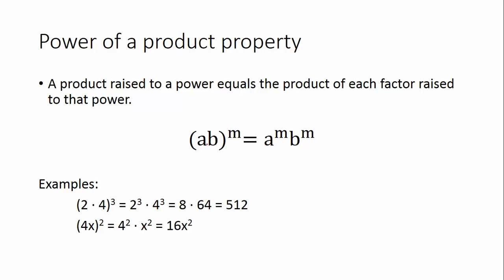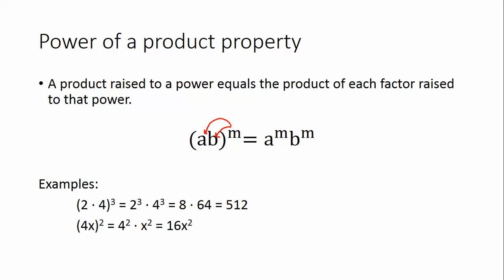If we have a times b being raised to the m power, that means we have a to the m power and we have b to the m power. So a to the m, b to the m. You can see why students kind of like to call this the distributive property. We just want to be careful with our terminology. You're not really distributing that power through the parentheses.